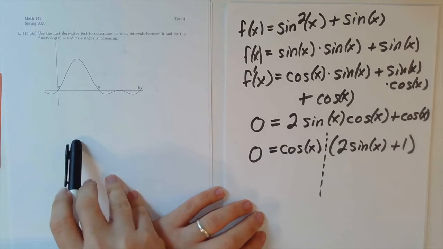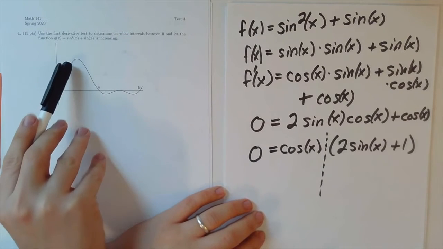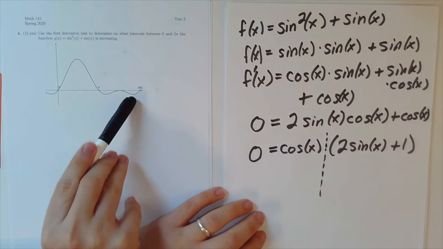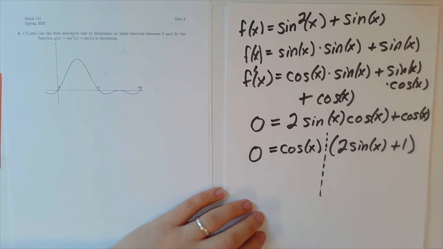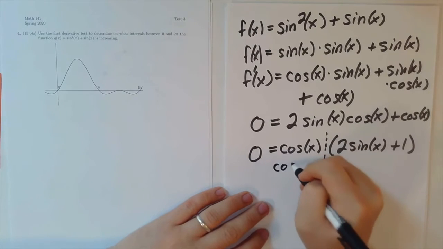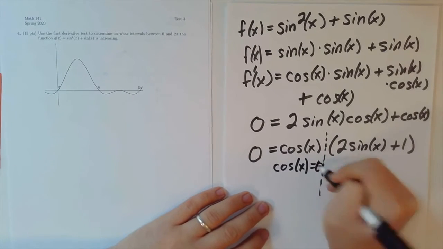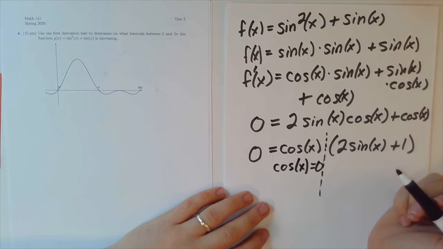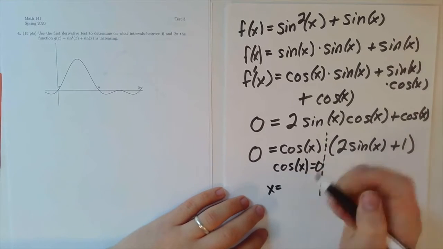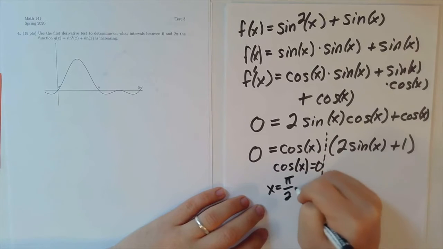And I can see from the picture that there is 1, 2, 3, 4 of those inside the interval that I'm looking for. So I'm expecting to find 4 solutions here. Okay, so here I'm solving cosine of x is equal to 0. As it happens, cosine of x is 0 at 2 places on the unit circle, namely pi over 2 and 3 pi over 2.